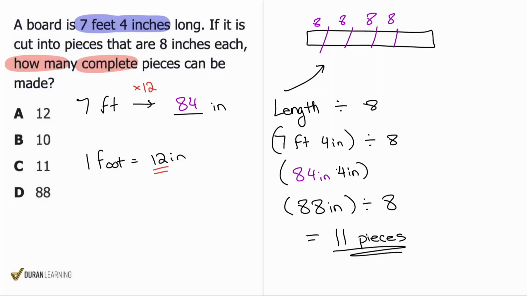And that's why the correct answer here is answer choice C. 11 complete pieces. We just had to make sure we got it all to one unit altogether. Then we divided. But I think we knew from the beginning that we were going to divide. The work was just in getting everything into one consistent unit.